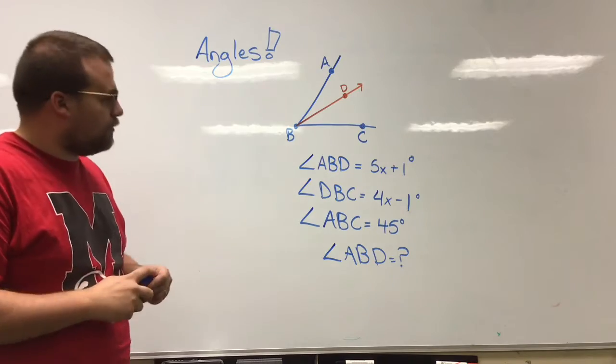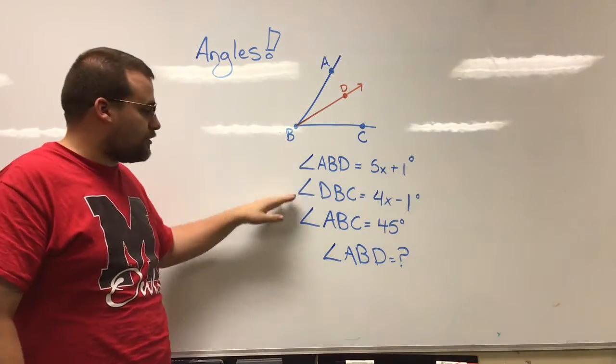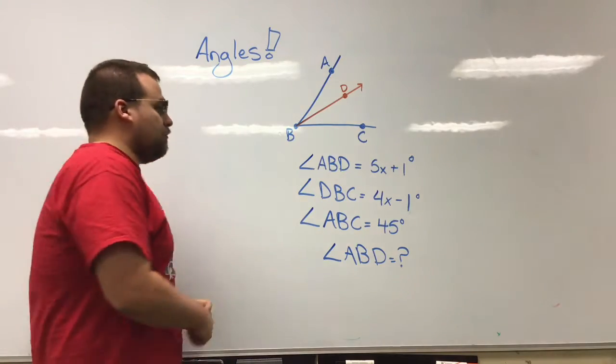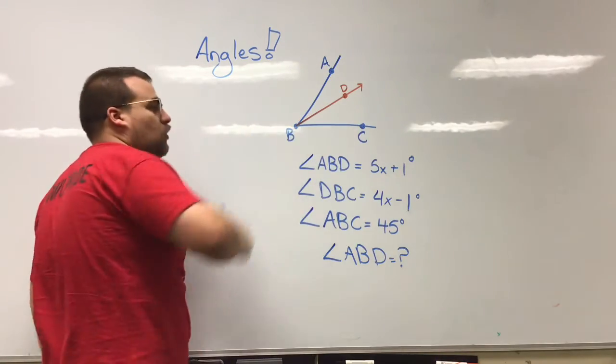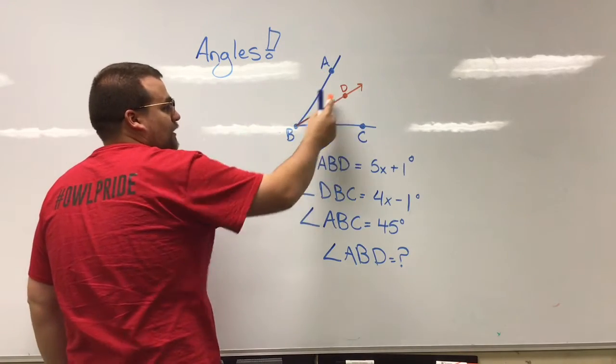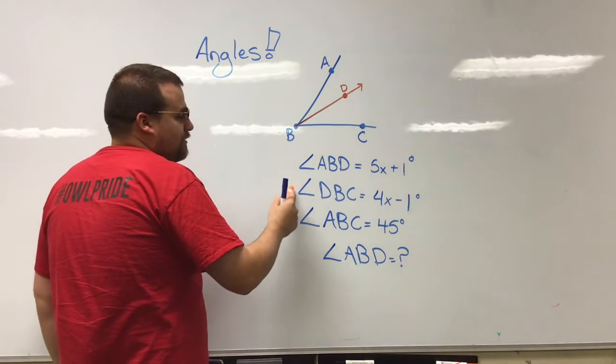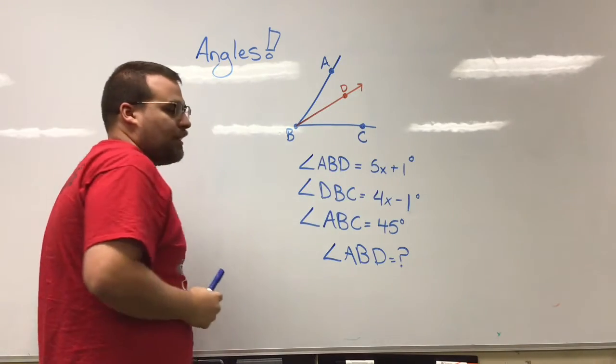So in this diagram, we have a total of 3 different angles, all 3 of which are designated right here. We have ABC, this large angle, the whole thing, ABD, this smaller one with this ray that's kind of intersecting with it, and then DBC, this other smaller angle.